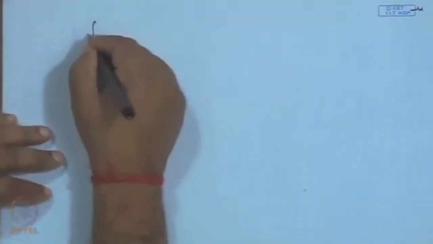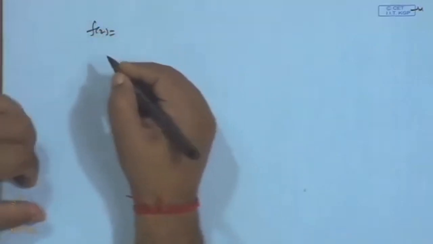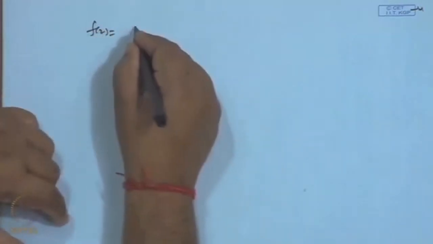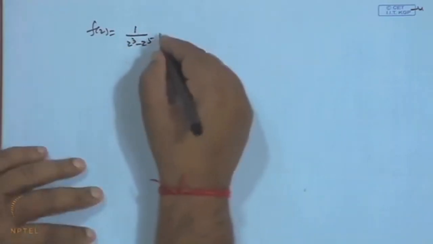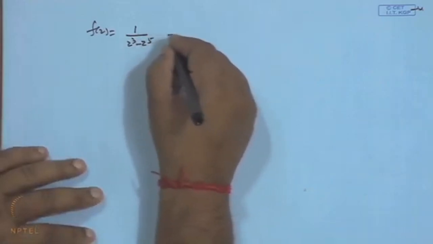If we take the function f(z), say 1 by z cube minus z to the 5, then in that case it is equal to what?